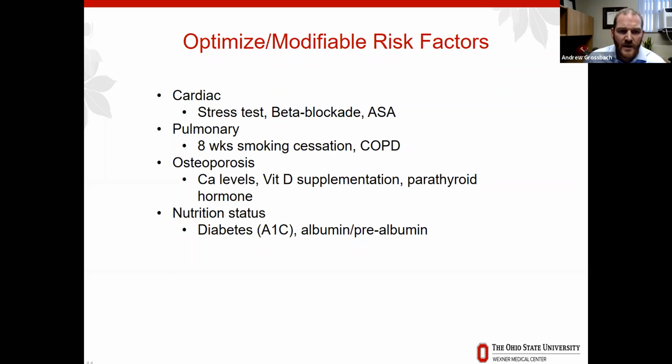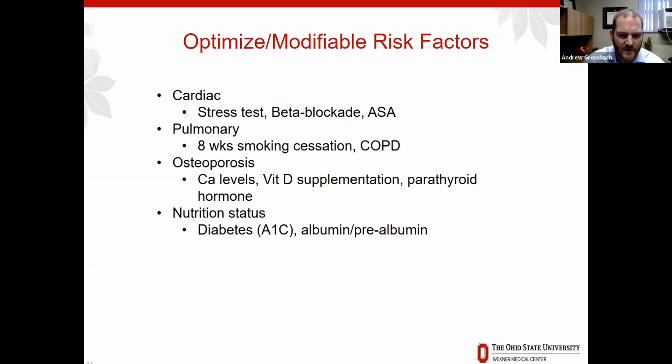Osteoporosis is a big one. Calcium supplementation, vitamin D supplementation. There's some studies that show that it's really not cost effective to check a vitamin D in everybody. Supplementation is pretty cheap, pretty safe, and so maybe all these people should just be on it. And then parathyroid hormone, Forteo. I have a lot of patients with osteoporosis that I'm getting on Forteo before we ever venture in and try and do a corrective surgery.